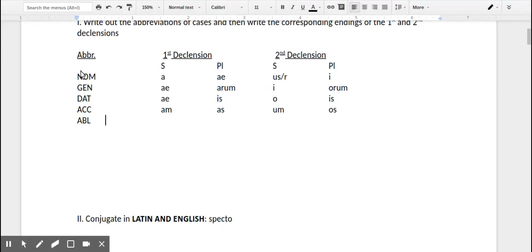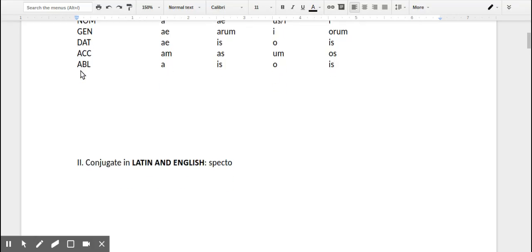And then lastly, the ablative is A, and that would be the long A with the macron, and then IS, and then O, and IS. Notice how the dative and ablative plurals are identical for both.